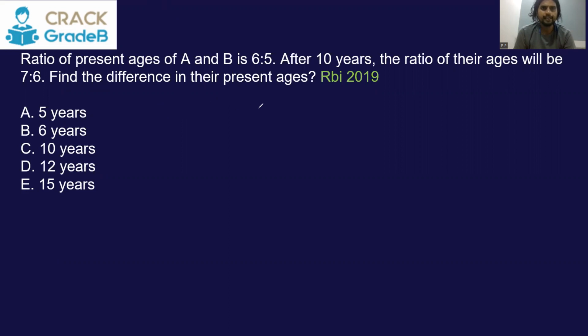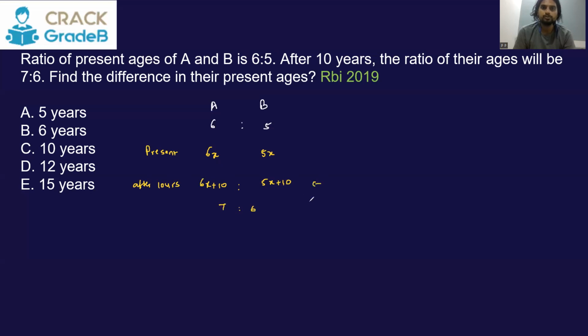So we can say A and B. If the ratio of their ages is 6:5, so we can say if A is 6x years old presently, B is going to be 5x years old. These are their present ages. After 10 years, A is going to grow by 10 years. So he will become 6x plus 10 and B will become 5x plus 10. And this ratio is said to be 7:6.